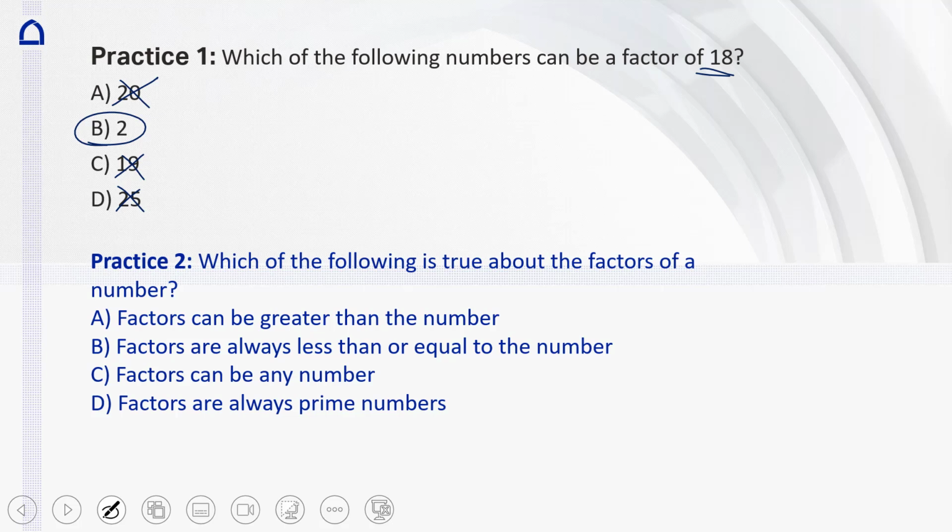Factors can be greater than the number? We just said no, of course not. Factors are always less than or equal to the number, yes, because 18 itself is a factor of 18. Factors can be any number? No, of course not. Factors are always prime numbers? No, of course not, because 18 has 6 as a factor, which is not a prime number.